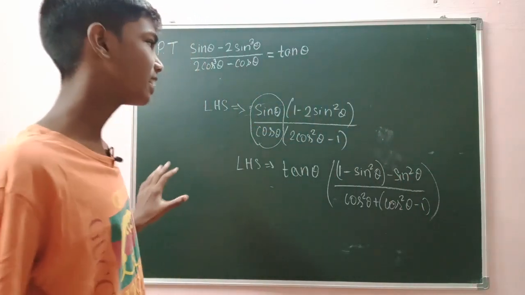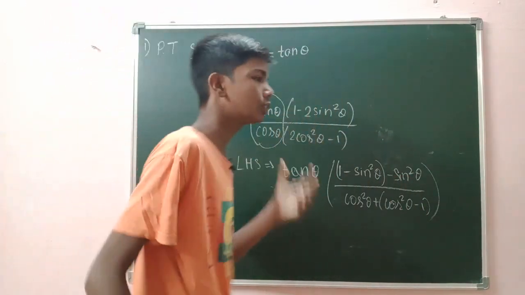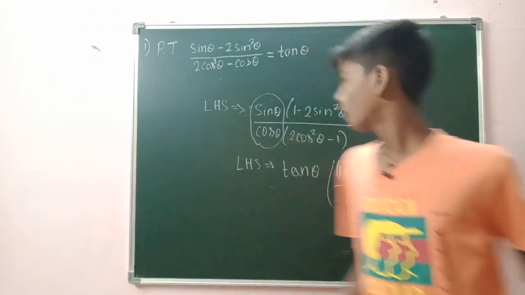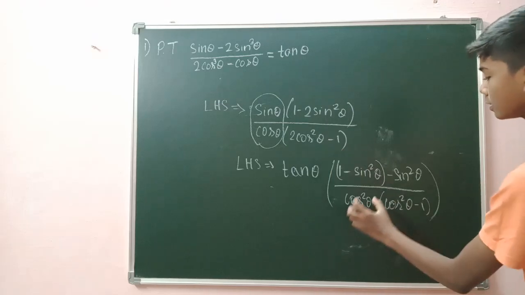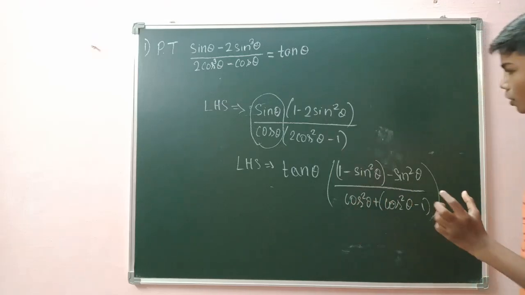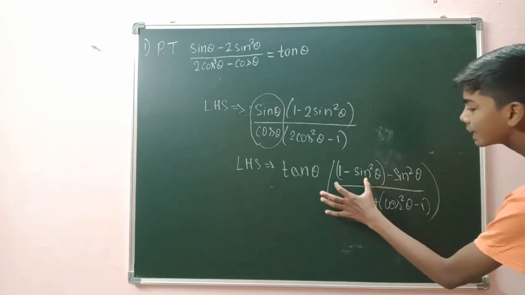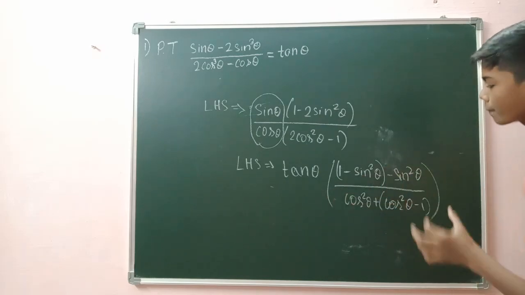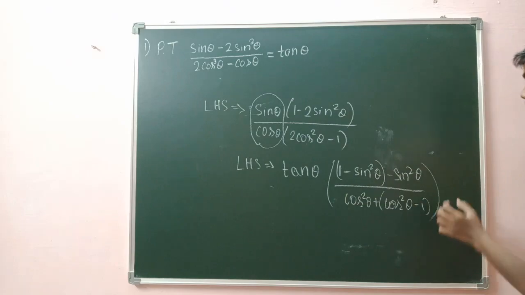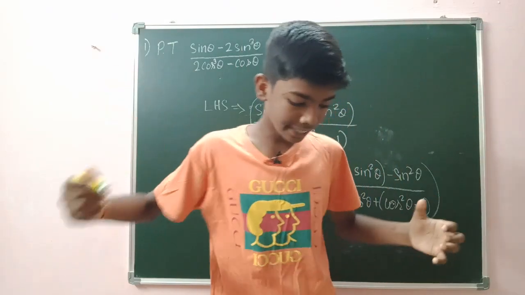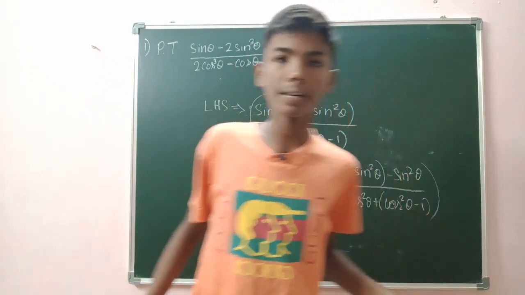Think carefully. I am just splitting minus 2 sin square theta as minus sin square theta minus sin square theta, and plus 2 cos square theta as plus cos square theta plus cos square theta. Why am I doing it like this? Just observe the terms inside the small brackets: 1 minus sin square theta and cos square theta minus 1. Because here we can use the Pythagorean identity which you learned in trigonometry.